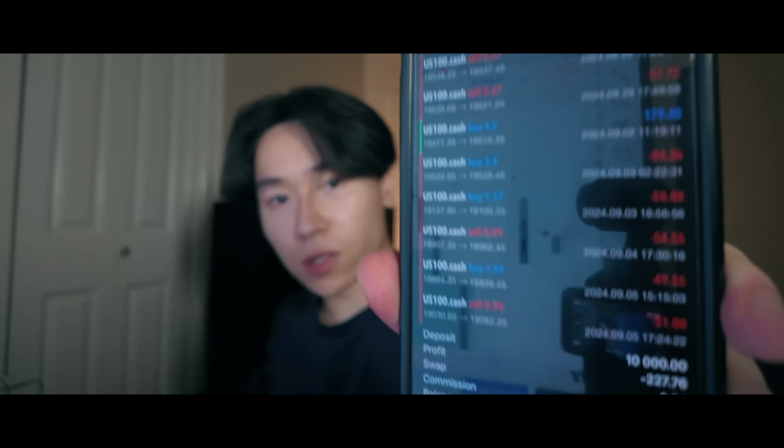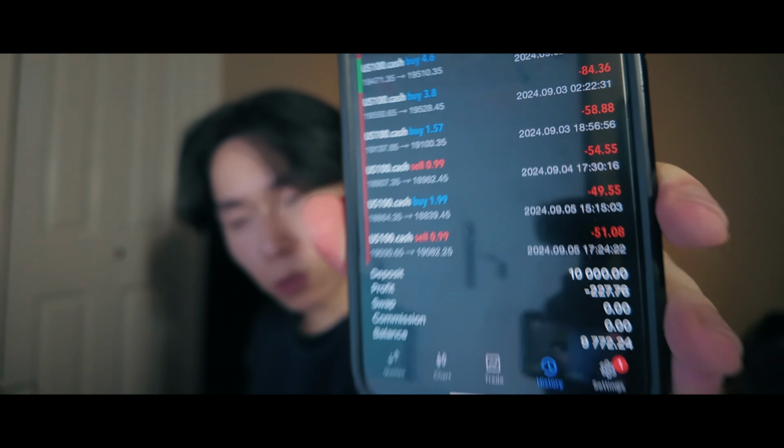Alright guys, so today is currently September 5th, 2024. And this morning I took 2 trades, which resulted in 2 losses. So I'll quickly show you guys down here. One was around $49 and the other one was $51. So overall today we're down around like 1% on the account, which really sucks, but let's just get into the trade recap.